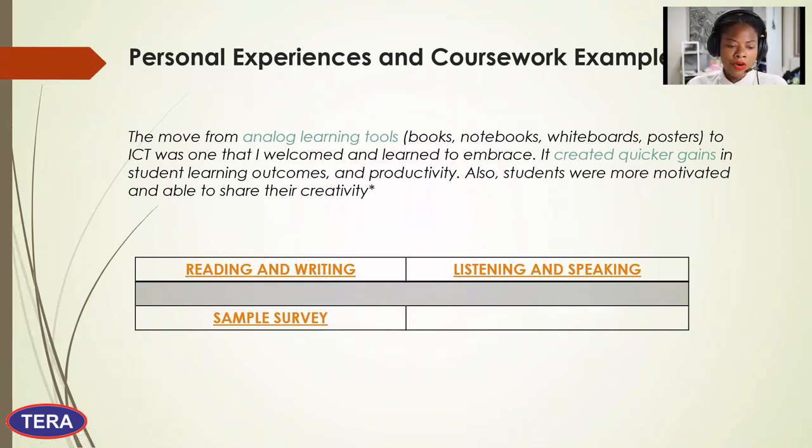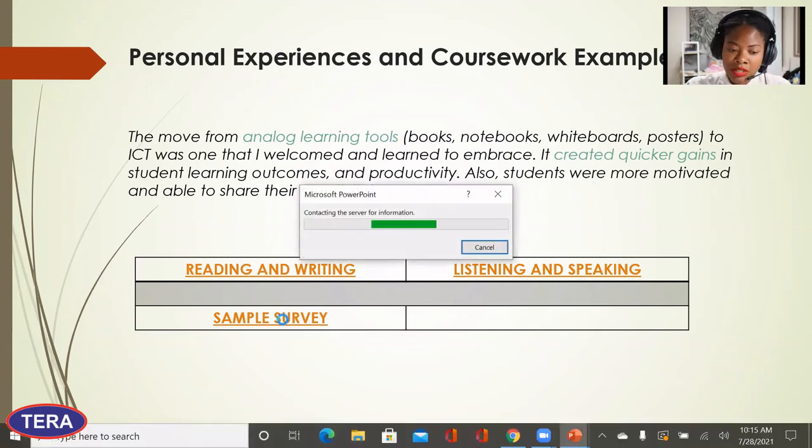And for the reflection, we do sample surveys throughout the course. We do a pre-survey, a mid-survey, and a post-survey. Here's an example of how to use the Google Suite, Google Forms, as a means to do a reflection for your students.